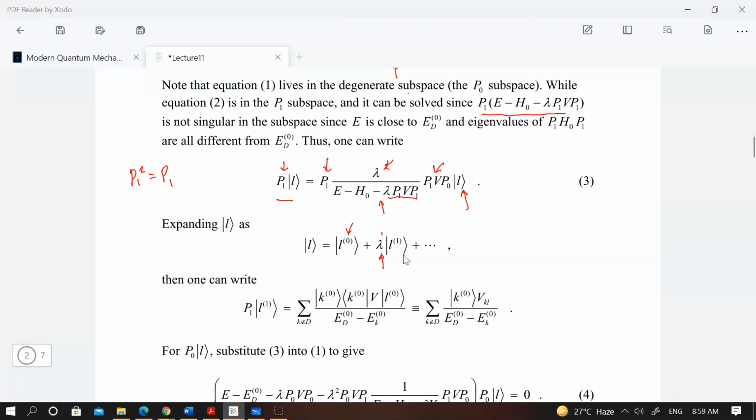But I guess in this case you just consider the case where I have a projection operator here. Let me just write that. This projection operator is coming not from the degenerate subspace, so this is actually K naught. So this gives you that.